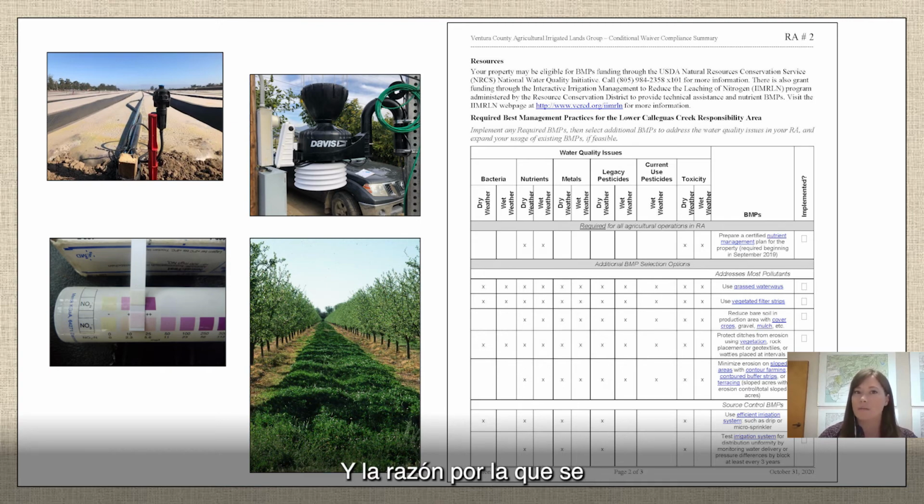And the reason these are BMP options is because the regional board recognizes that there isn't one solution or one fit that would work for everyone. Each field, each type of growing operation is different, and some of these options might not even apply. And if that's the case, that's fine. You just move on down the list and you see what might apply to your field or your operation and what's feasible to implement.